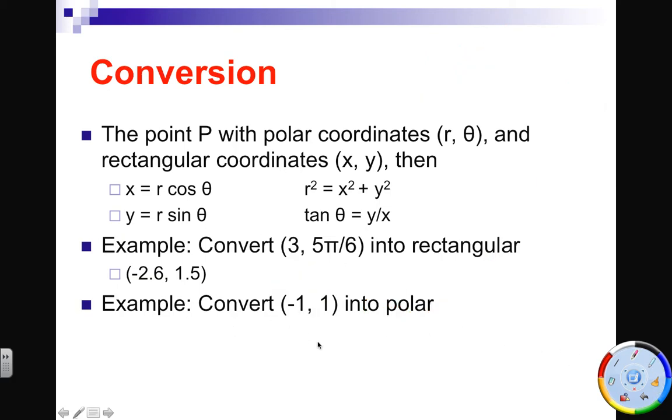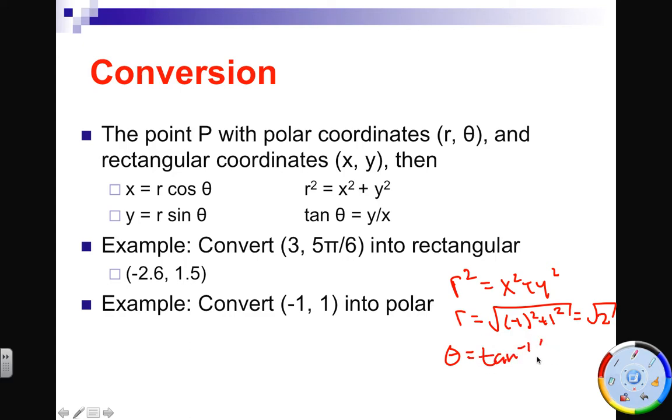So we can also convert the point (negative 1, 1) into polar mode by just going the opposite direction. I know that r squared is equal to x squared plus y squared. So I actually want r is the square root of negative 1 squared plus 1 squared, which is radical 2. And I need to know theta. Well, I know theta is tan inverse of 1 over negative 1.